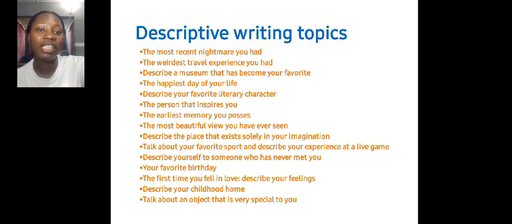And we have the next one, descriptive writing topics. Some topics that you can write about if you want to write in a descriptive style of writing. We have the most recent nightmare you had. Describe a museum that has become your favorite. The happiest day of your life. Talk about an object that is very special to you. Describe your childhood home. The first time you fell in love. Describe your feelings. So this can serve as inspiration for your next topic when you want to write descriptively.